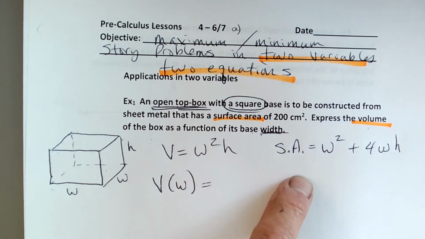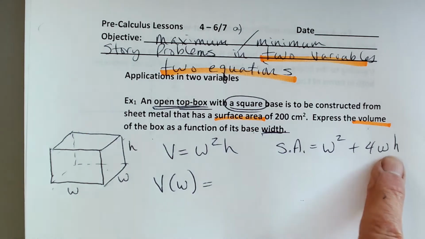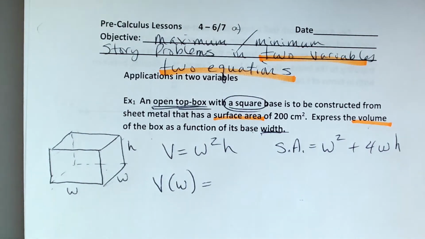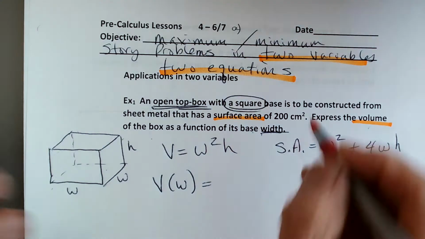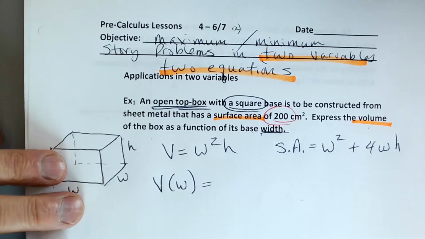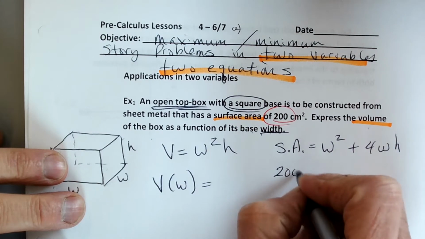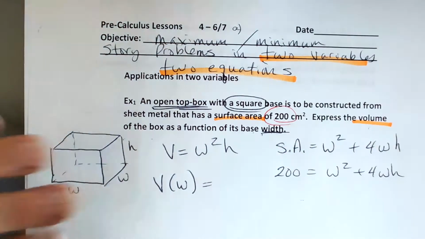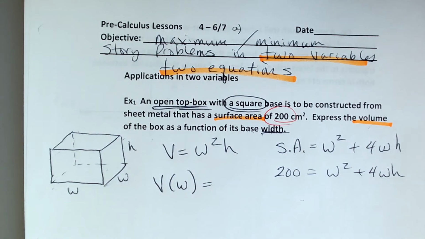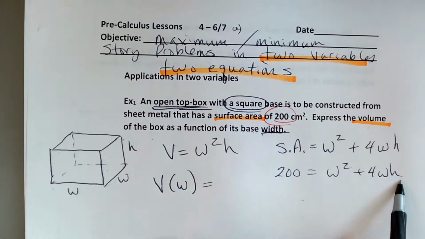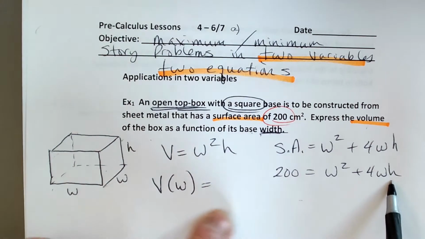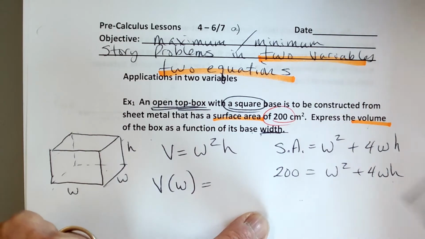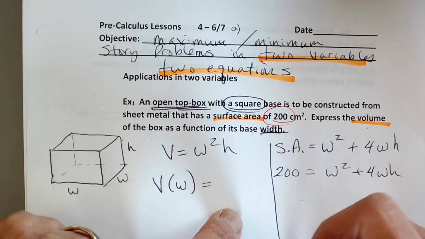So what I'm going to do is come over here. And I want to solve then for H and substitute in, but I need more information. So I do know this, that the surface area is 200. So I'm going to put my 200 here. Okay. And if I can solve for H, I can plug it in for H here, and then all of this will be in terms of W, okay? So I'm going to solve for H over here, okay? Get my 2 equations, I can do that.